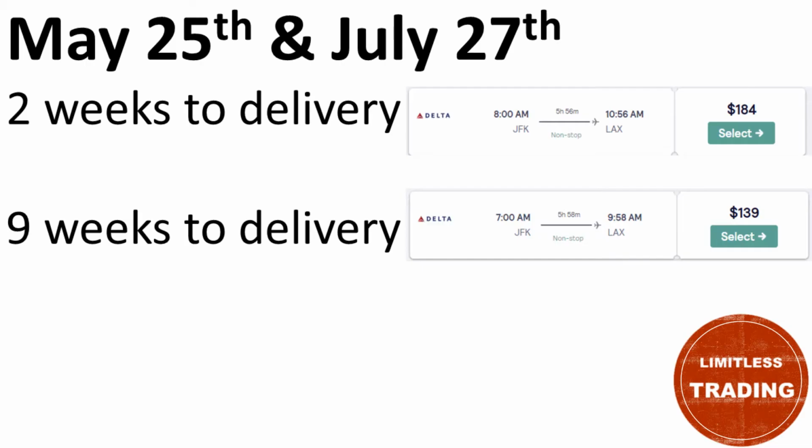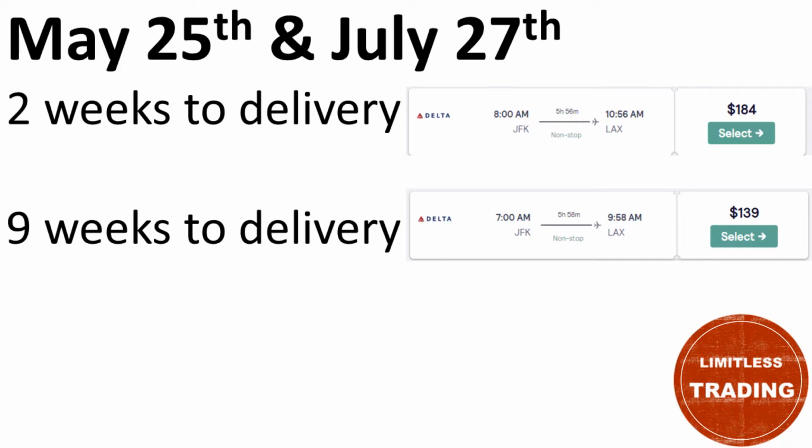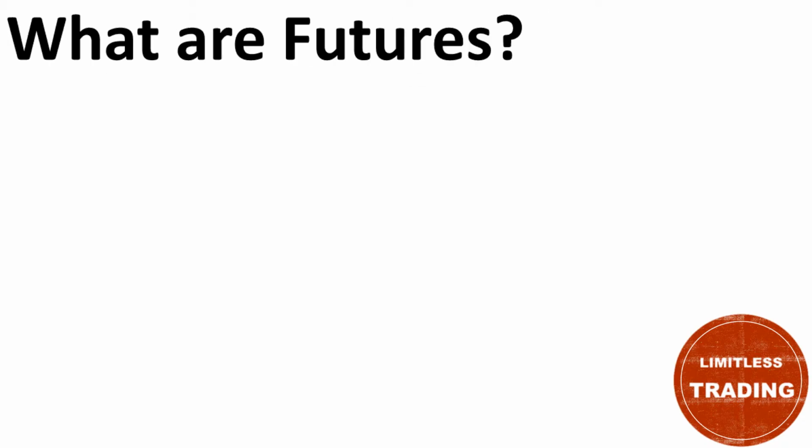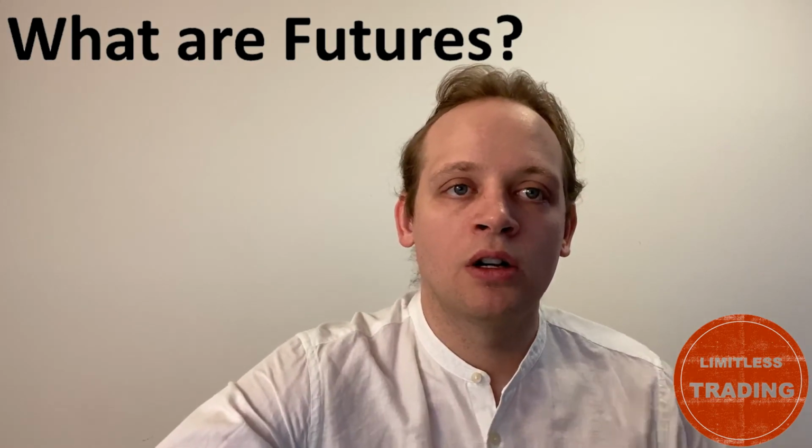A more concrete example is a flight between JFK and Los Angeles. I checked the flight price on 2 Mondays, one at the end of May and one at the end of July. The price of the flight at the end of May, which is about 2 weeks from today's date, is $184. The price of the flight at the end of July, which is about 9 weeks from today's date, is $139. This difference in price shows that different delivery dates or settlement dates have different prices. Now, with my example out of the way, let's take a look at what are futures.